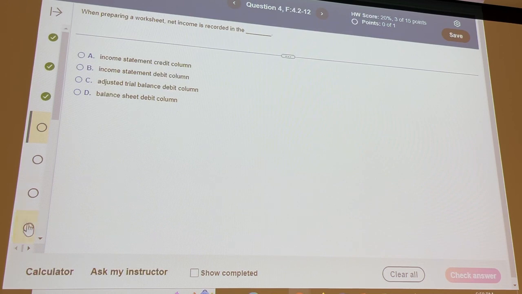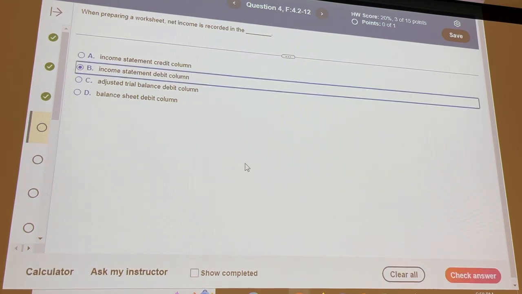Okay, when preparing a worksheet, net income is recorded in the where? Remember this? It would be B. Income. Yeah, there's income statement debit column. Another correct answer would be balance sheet credit column, but that was not one of the answers that they provided for you.